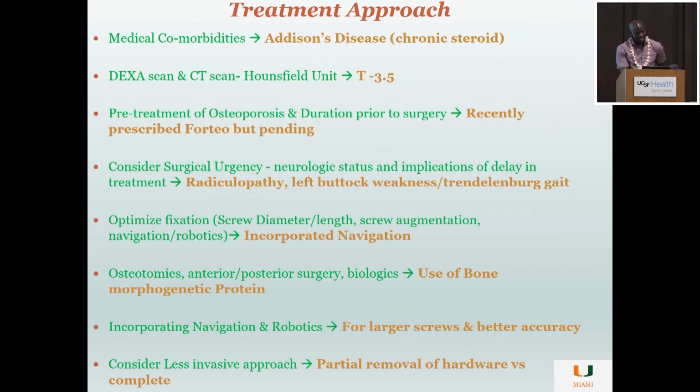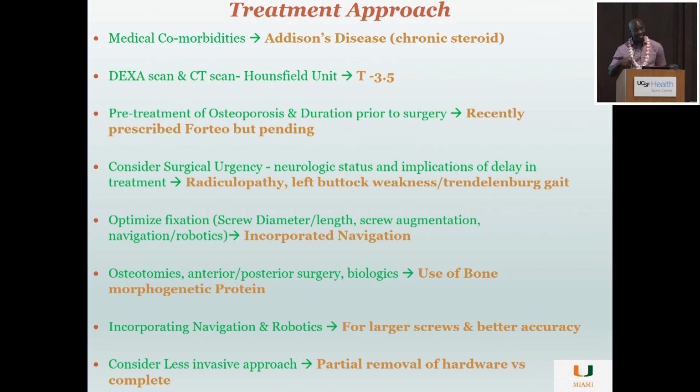And I go through the same algorithm that I go through when I look at this patient. So she has Addison's disease, chronic steroid, as I mentioned, untreated osteoporosis. Recently prescribed Forteo, she underwent the workup with one of our partners who manages the metabolic bone clinic, and was prescribed Forteo but had not picked up the prescription.